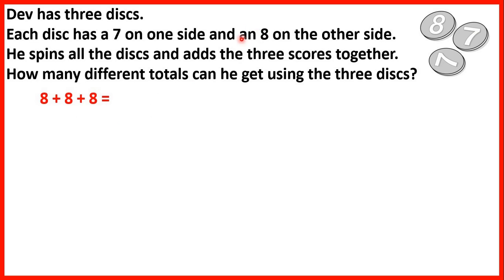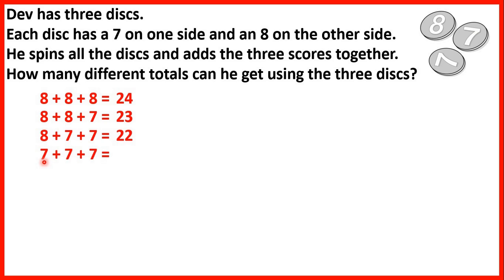He might get 8 on all 3 of his discs, so that would be a total of 24. He might get 2 8s and 1 7, so that would be 23. He might get 2 7s and 1 8, so that would be 22. Or he might get 7 on all 3 of his discs, so that would be 21. Now we want to know how many different totals can he get. So we can see that there are 4 different possible totals, so that's our answer. He could get a total of 24, 23, 22 or 21, so 4 different possible totals.